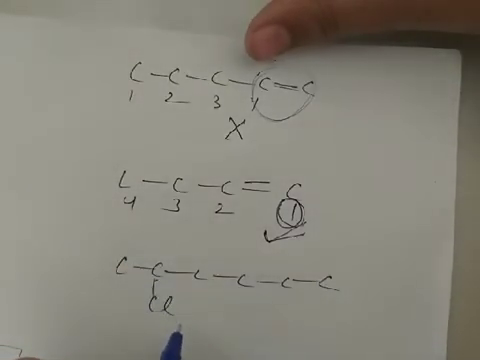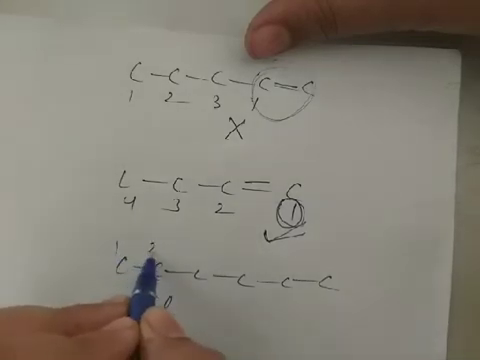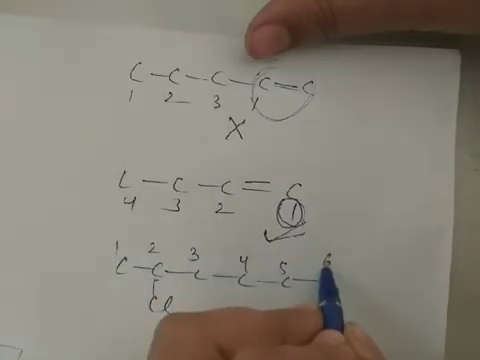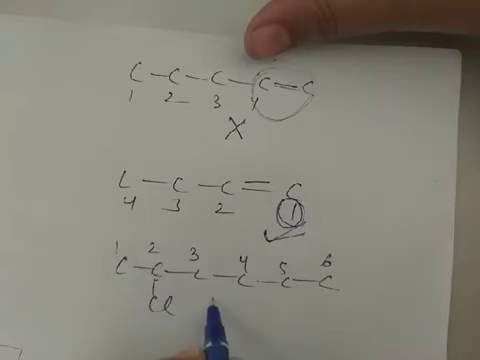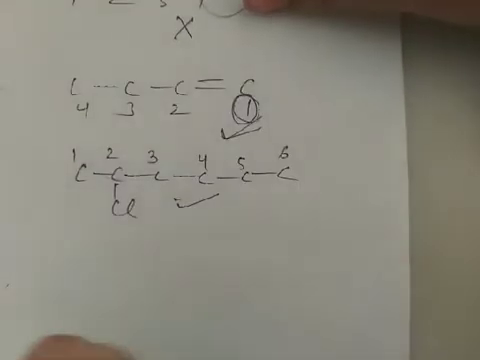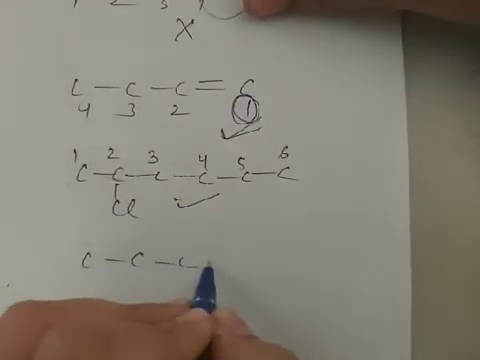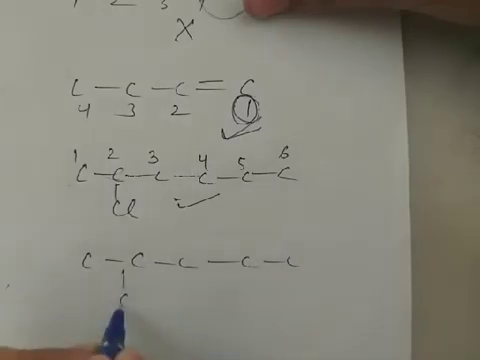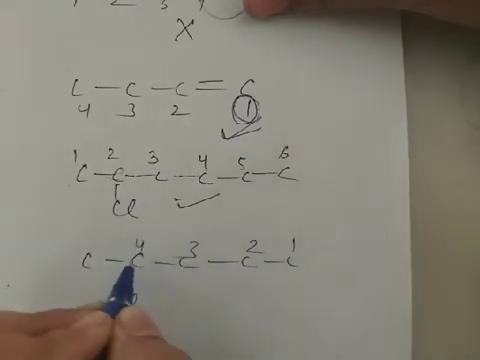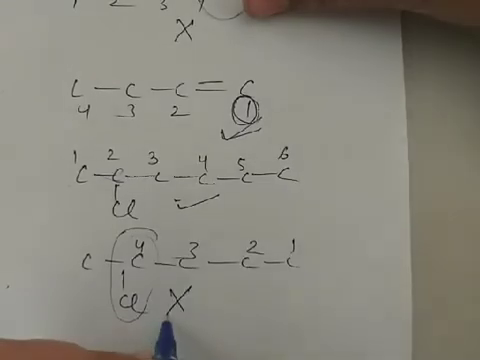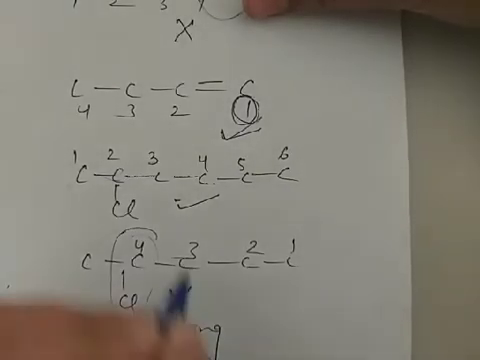If chlorine is attached, and I start numbering from here, then it is correct. If I start numbering from the left, then it is correct. On the contrary, if I start numbering the same species from the right side, 1 2 3 4, it is getting number 4, and that is incorrect. This is wrong and this is right.